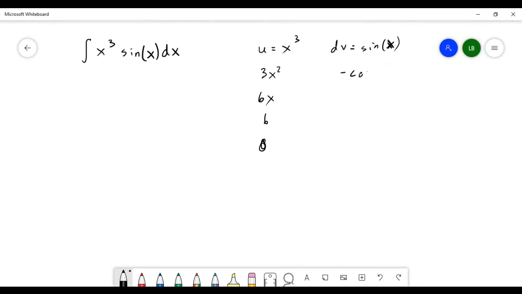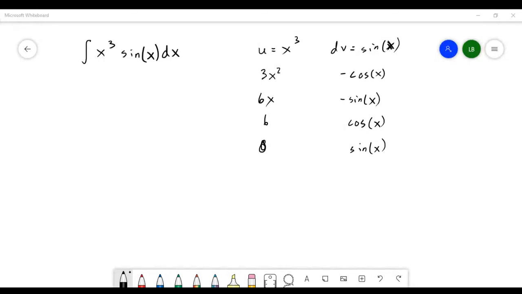We have negative cosine of x, negative sine of x, and cosine x, and then sine of x. Correct? Cool.